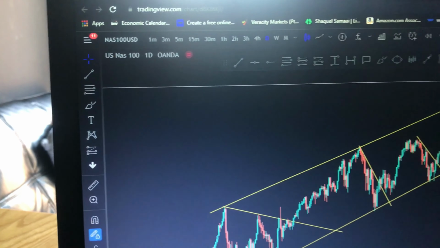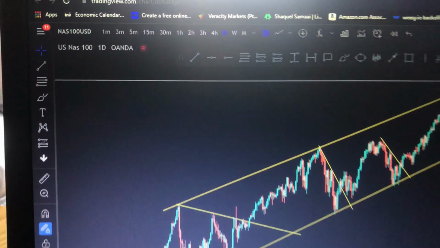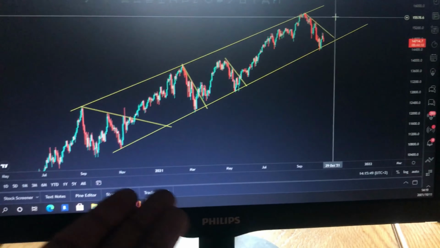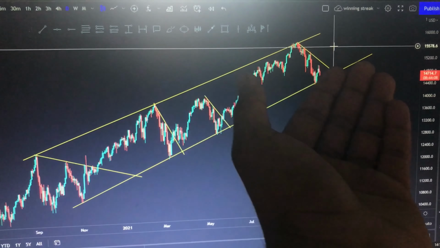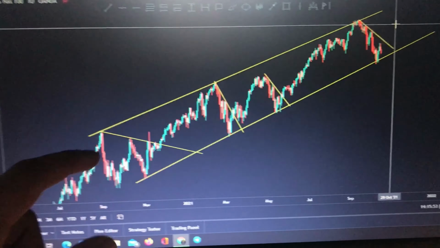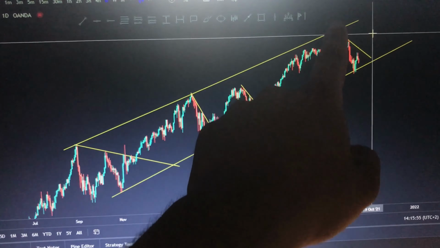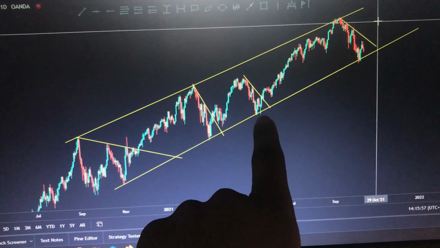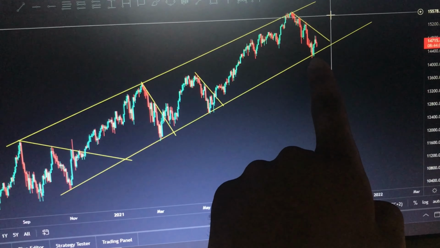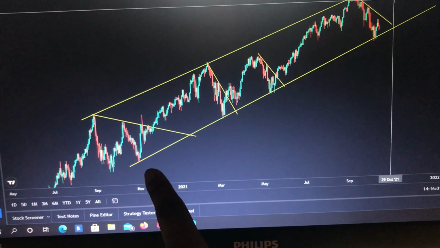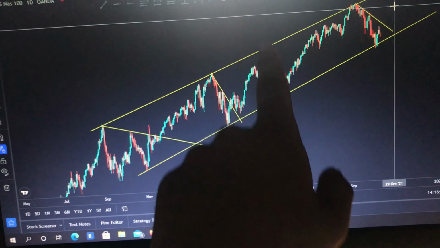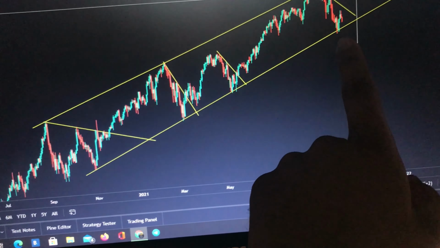So firstly, guys, what am I seeing on the daily time frame on Nasdaq? We can see that we are in a major uptrend, an ascending channel. As you can see, 1, 2, 3, 1, 2, 3, and now we're currently at the fourth one. Every time we come to the trend line, we bounce up, bounce up, bounce up, and now we came back to the trend line.